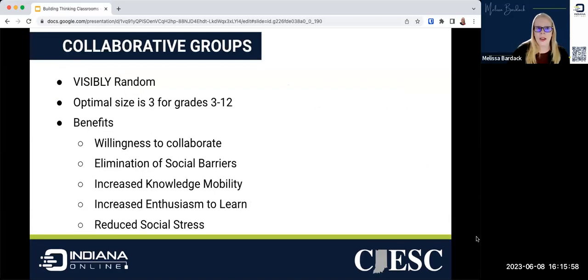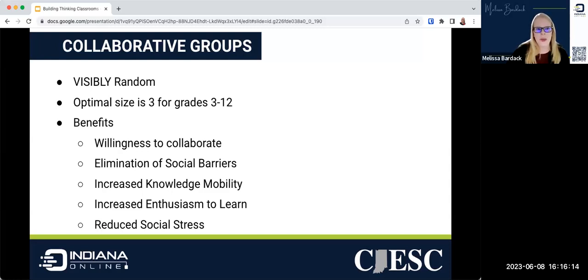So one way to work with this was to create collaborative groups that were visibly random. And visibly random really meant sharing with students and letting students see that they were in fact random groups.